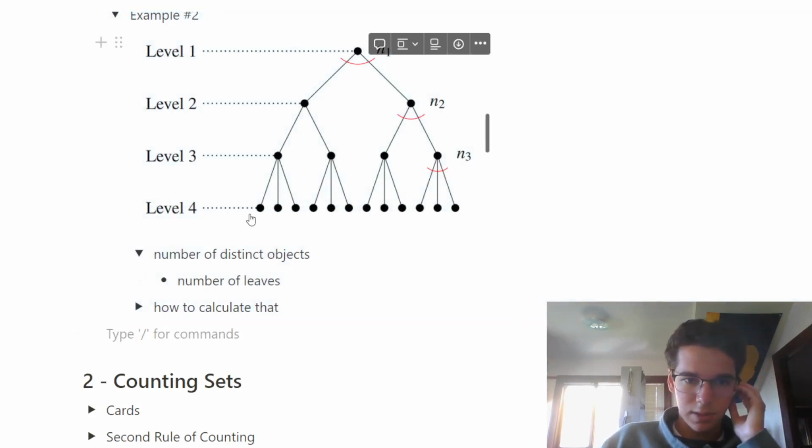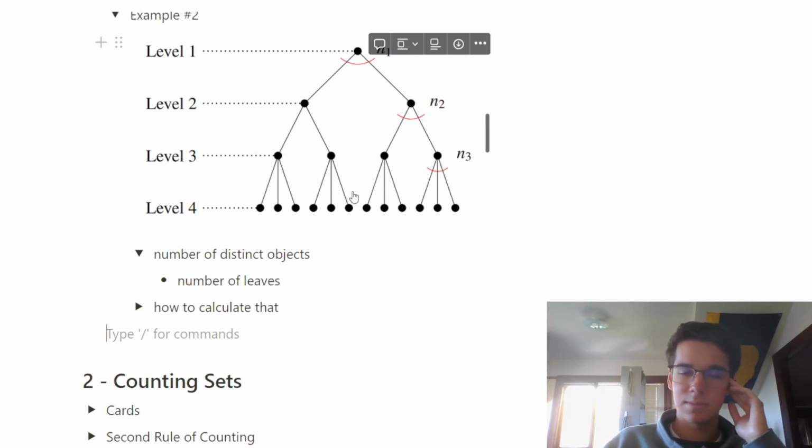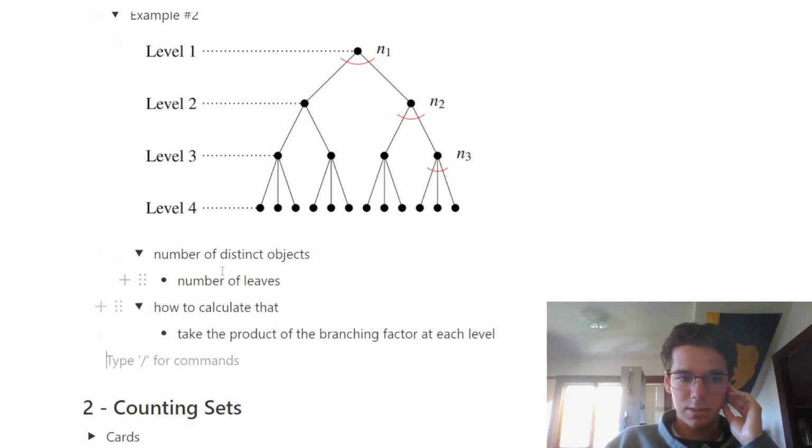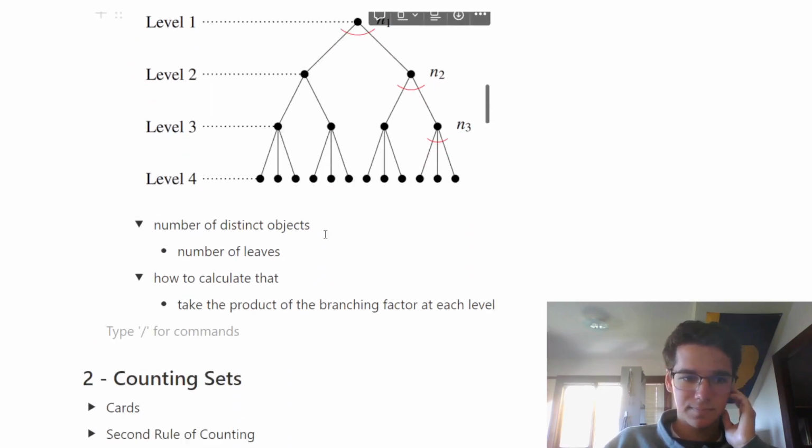As we can see, there are 12 here, because at the first level we can make 2 decisions, and for each of those 2 decisions we can make 2 more decisions, and for each of those we can make 3 decisions. So 2 times 2 times 3 is 12, which is how we calculate the number of outcomes.